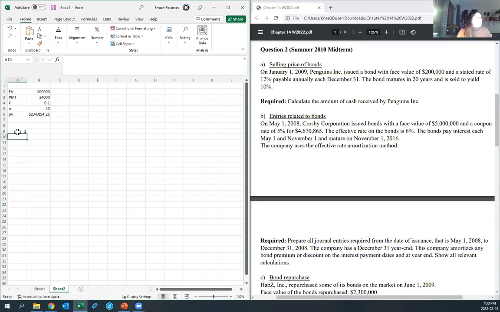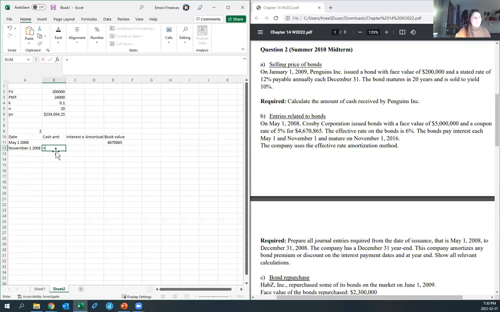So I'm going to do first an amortization table for the first year of interest payments. I'm going to put down my dates, the cash amount, your interest expense, amortization, and then the value. So on issuance on May 1st, 2008, it said that the issue price was 4.6 million. That's what I'm going to put down. And then there is an interest period on November 1st, 2008. And your cash amount is going to be your maturity value of 5 million times your coupon rate of 5%, divided by 2, because there are 2 payments per year. It gives us a cash amount of 125,000.